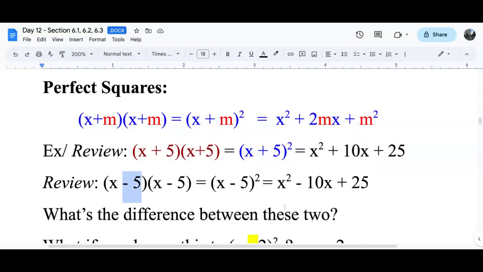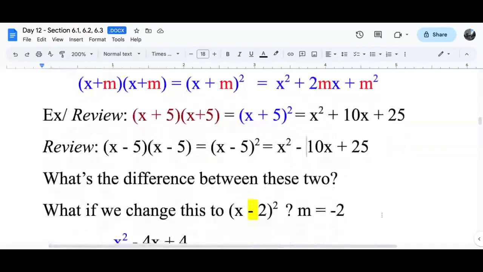When this is negative, we do the same thing. We square the first one, we square the second one. The second one is negative 5 in this case. Negative 5 squared is still positive 25. Then we multiply the first term with the second term, get negative 5x, then multiply by 2. That's negative 10x. Any questions?